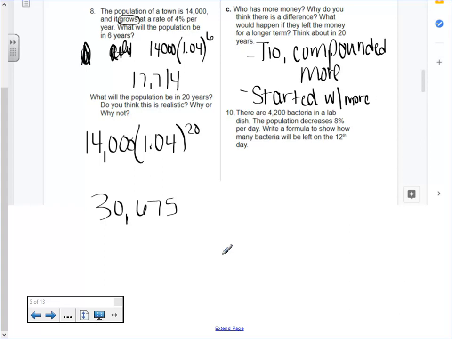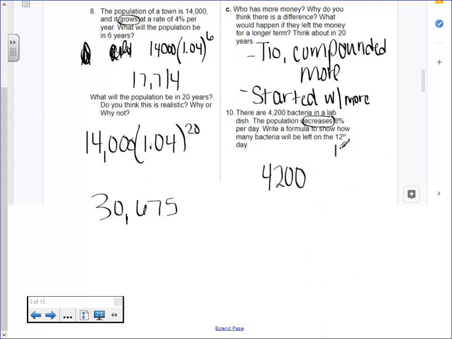There are 4,200 bacteria in a lab. The population decreases by 8% per day. Write a formula to show how many bacteria will be left on the 12th day. This is a decay function. So you start with your initial amount, 4,200, not dollars, bacteria. But in this case, it's a decay function.